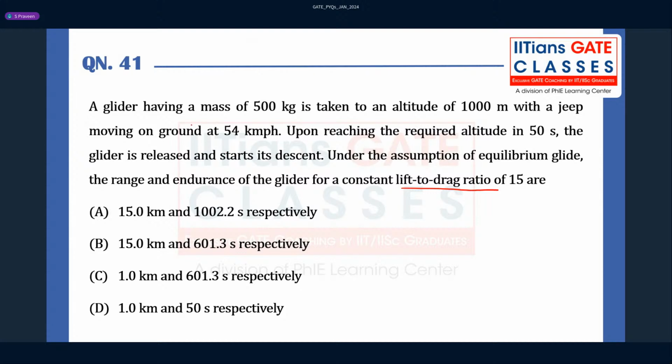So let's underline certain keywords. The mass is given 500 kg, altitude of 1000 meter, jeep moving at 54 kmph. Upon reaching the required altitude in 50 seconds, the glider is released and starts its descent. Under the assumption of equilibrium glide, underline this. What they're asking is the range and endurance of the glider. So again, let's try to do this very simple.